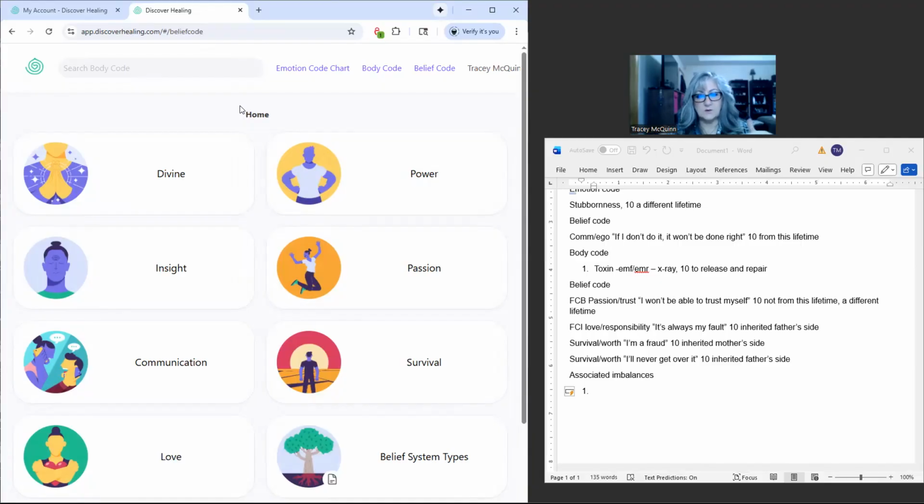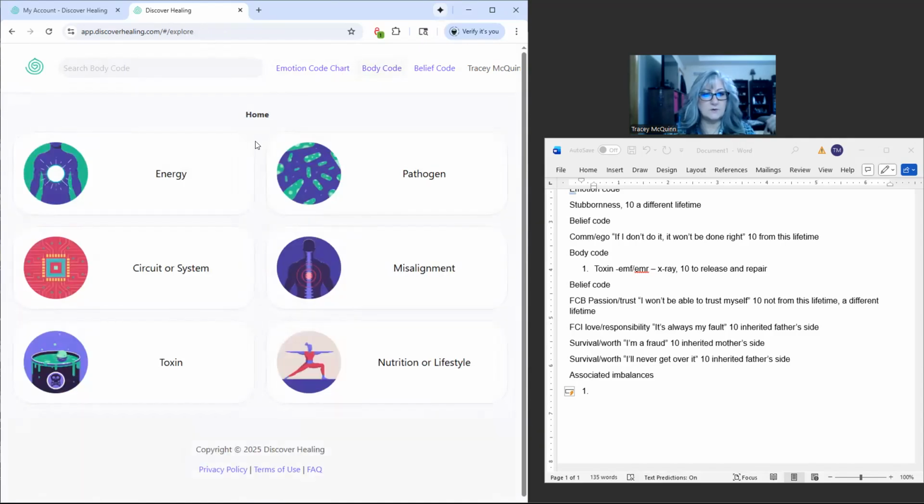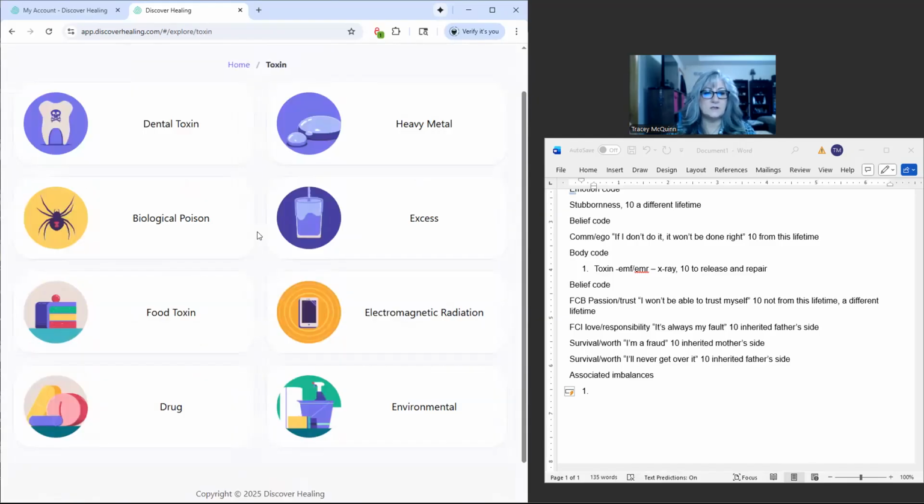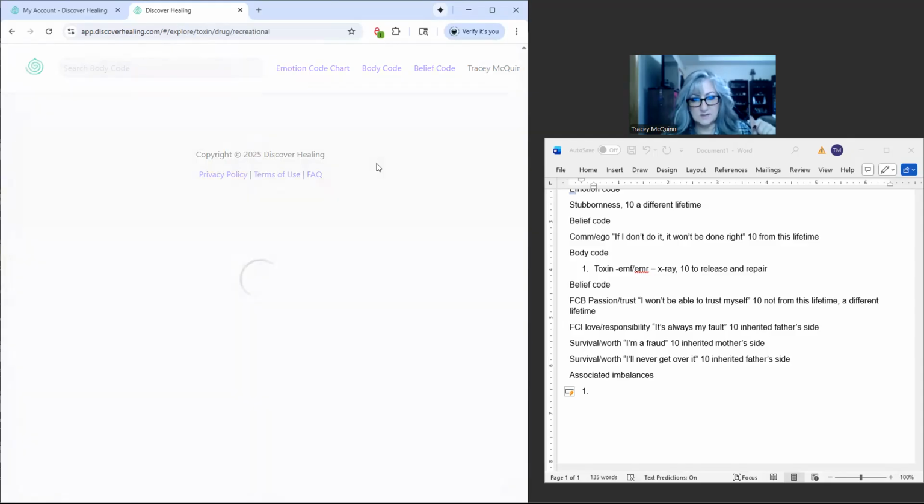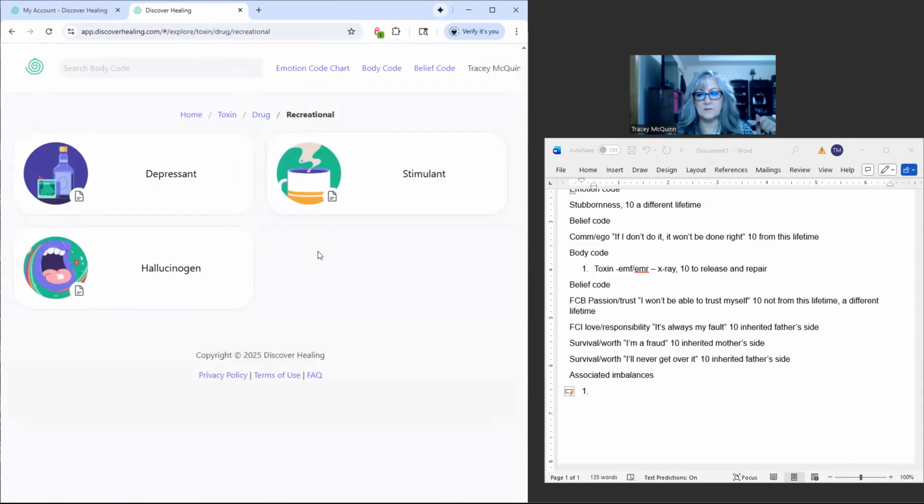Associated imbalances. So beneath this belief system, is the first one going to be in the Emotion Code, in the Body Code? Okay, they often end up being in the other two modalities. Left side is energy, circuit or system, toxin. Okay. Is it on the left side? Is it dental, biological, food, drug? Okay. Is it pharmaceutical, recreational, which doesn't always mean you're out partying it up. It's just the category it's under.